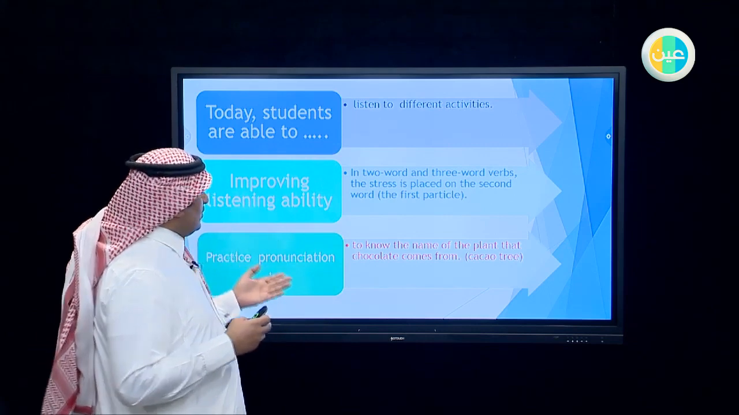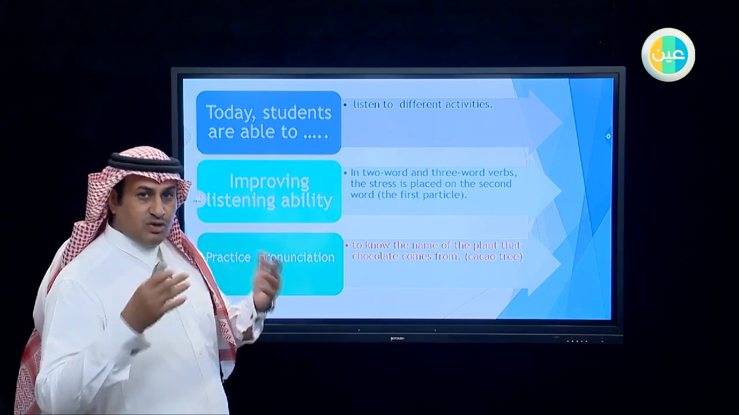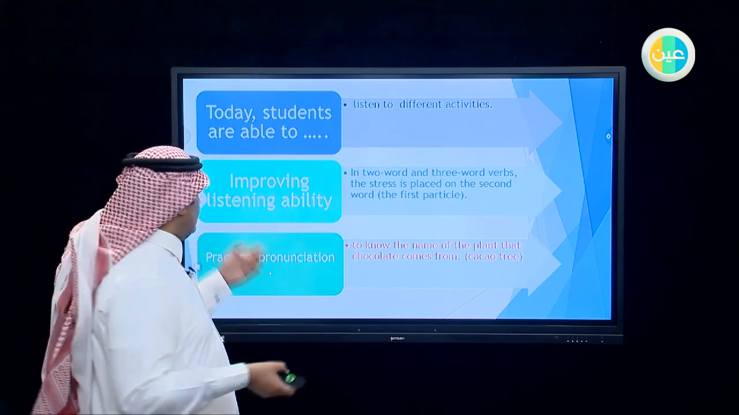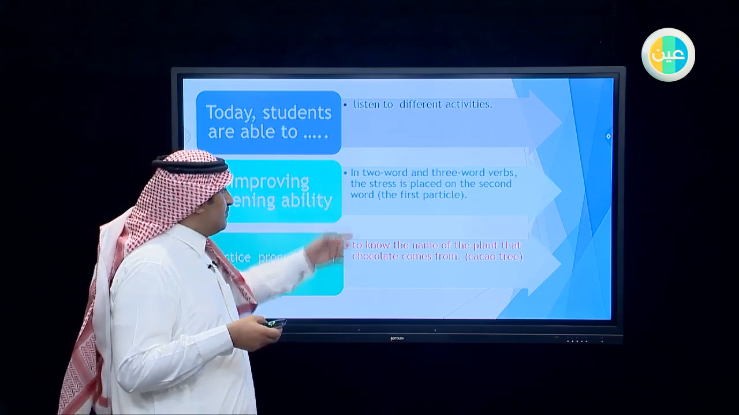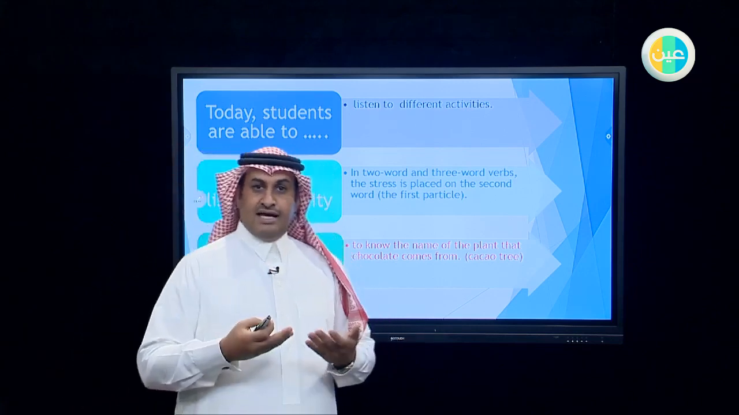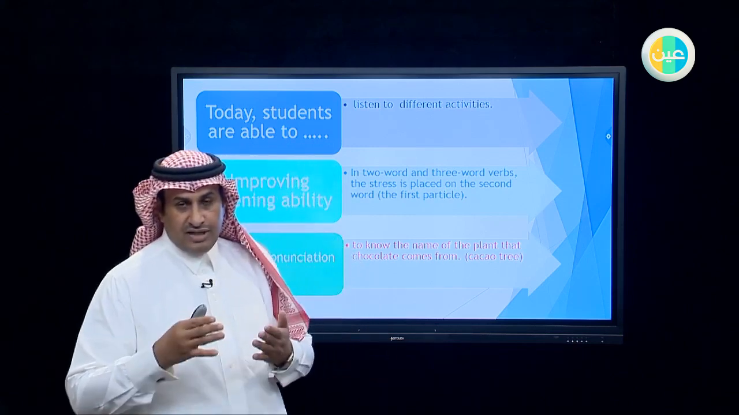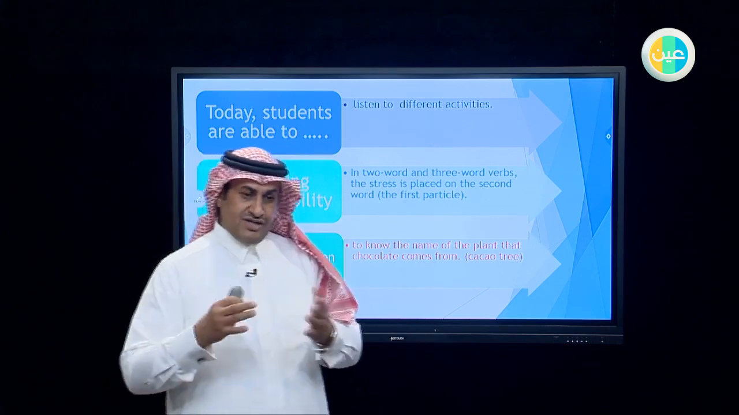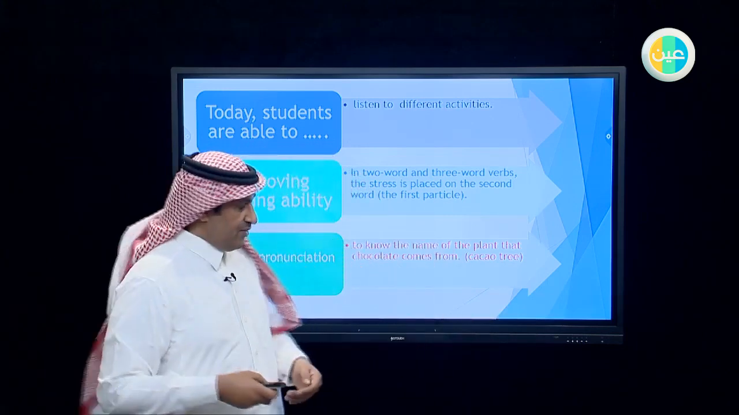In this slide, we are going to talk about how the students, boys or girls, are able to listen to different activities and different situations by practicing listening. Also, the students are able to improve their listening ability in two-word and three-word verbs, with stress on the second word. We will give you an exercise about listening activity, and see that stress means pressure. We have different kinds of intonation: secondary, tertiary, and primary, and pitch. This is what we call stress. In English, you have to stress the second part of the particle.